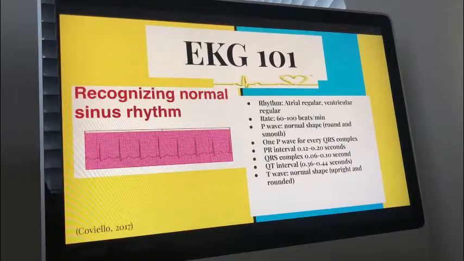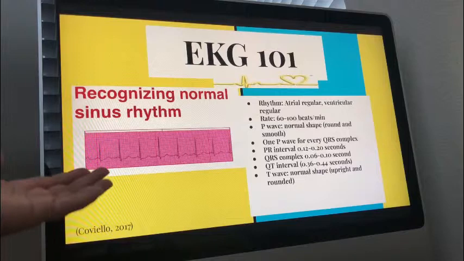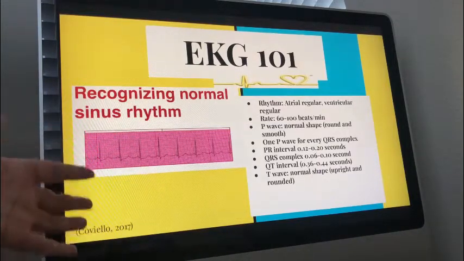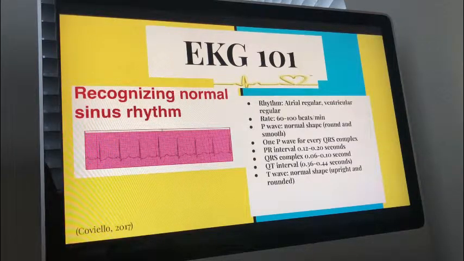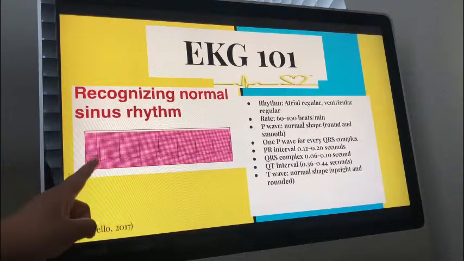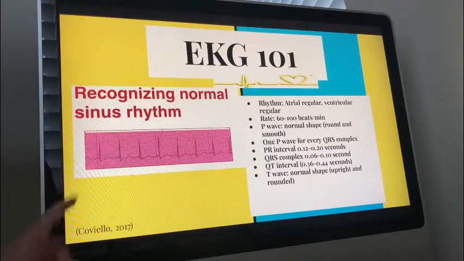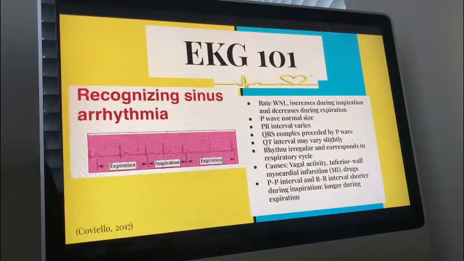Recognizing normal sinus rhythm. This is a normal sinus rhythm. The atrial is regular and the ventricular beat is regular. The rate is 60 to 100 beats per minute. The P wave is normal in shape, it's round and smooth. One P wave for every QRS complex. The PR interval is 0.12 to 0.2 seconds. The QRS complex is 0.06 to 0.1 seconds, and the T wave is normal in shape, which is upright and rounded.